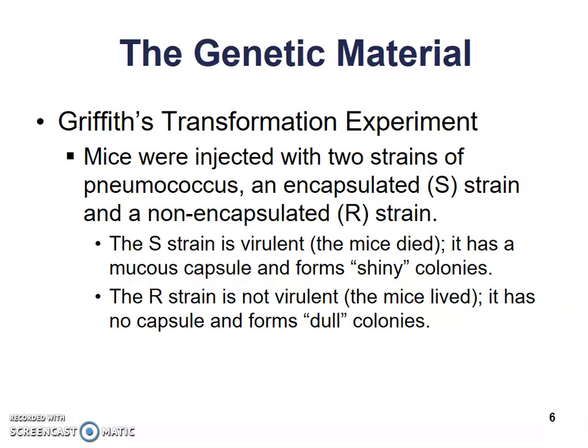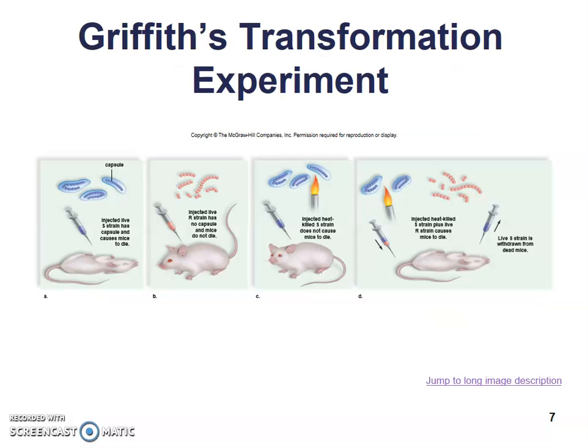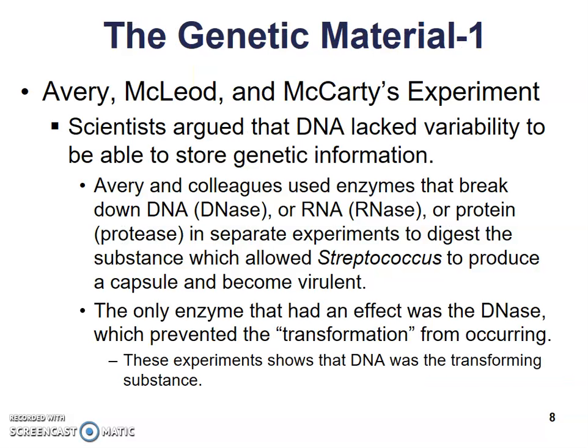Mice were injected with 2 different strains of strep. One of them was encapsulated and one of them was not. The S strain was virulent and the mice died. Okay, the R strain was not virulent and the mice lived. The R strain did not have an outside mucus capsule. The S strain, however, did. So here is a diagram that is in your textbook showing how some of the bacteria was treated with heat and some of it wasn't, and the results of those experiments.